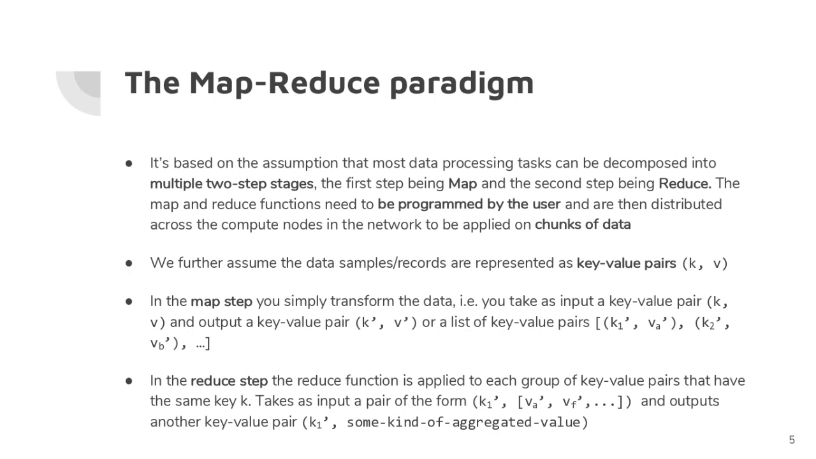The MapReduce paradigm is based on the assumption that most data processing tasks can be decomposed into two-step stages. Each operation is a two-step stage, and you can chain different operations after each other. The first step is a map function, and the second step is a reduce function. The map and reduce functions you need to program, and then they are distributed over the network, over the cluster, and applied to chunks of data.